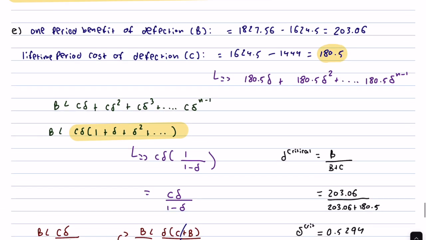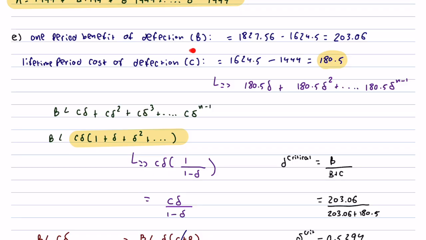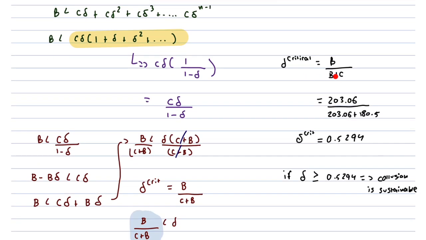So those are the steps. You want to first find the 1 period benefit of defection, which is B. You want to find the lifetime cost of defection, which is C, plug it into this formula for your critical discount value, solve, and then you know that if your discount rate is greater than 0.5294, the lifetime cost of defecting is greater than the 1 period benefit of defecting, and therefore it's not worth it to defect. Both firms will collude, and collusion is sustainable. And this is your final answer, and this is how we solve the infinite period question.